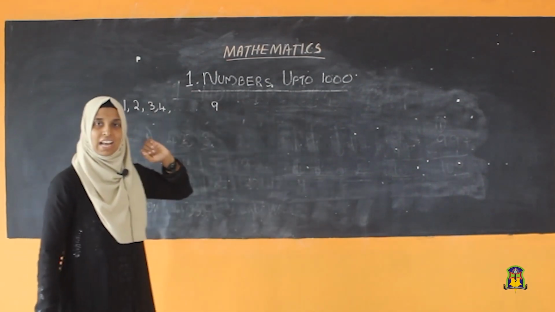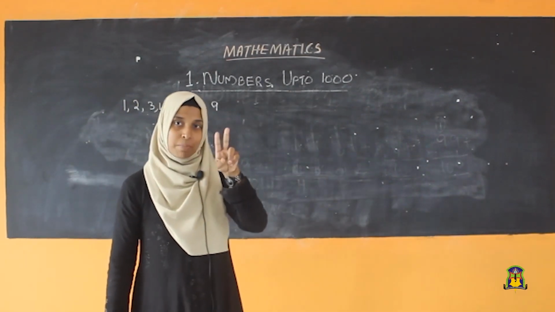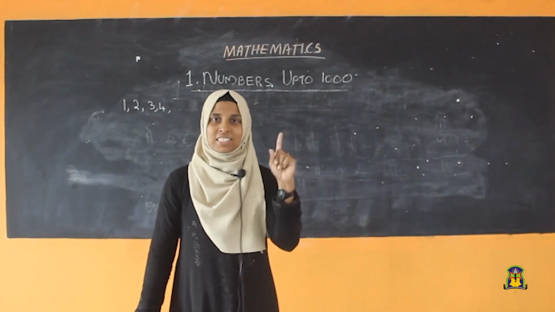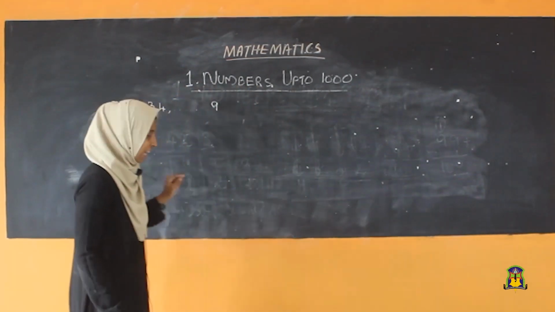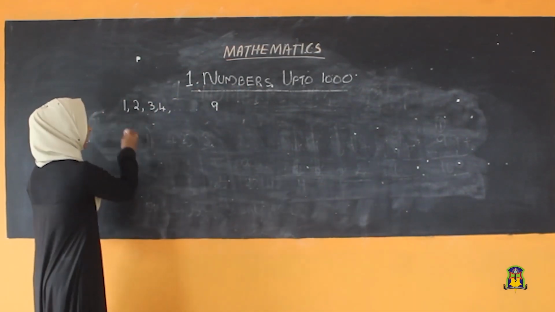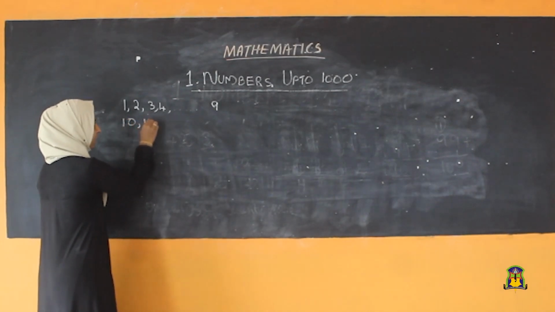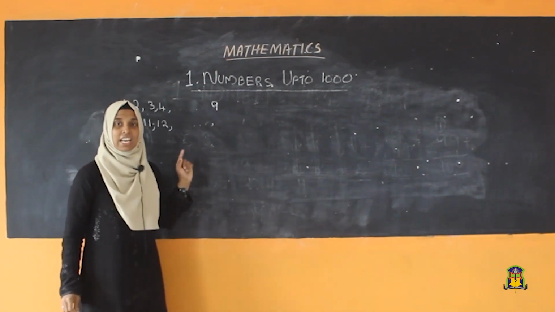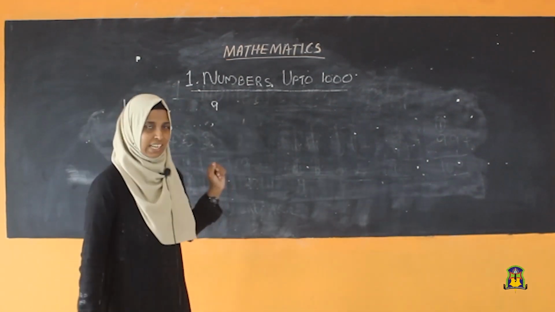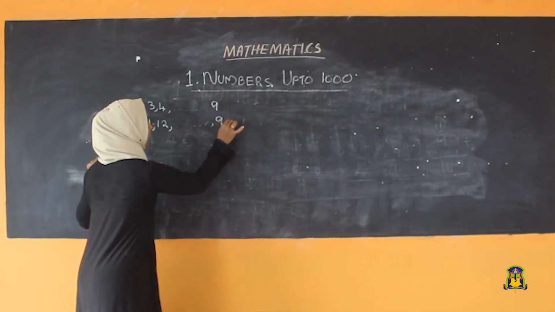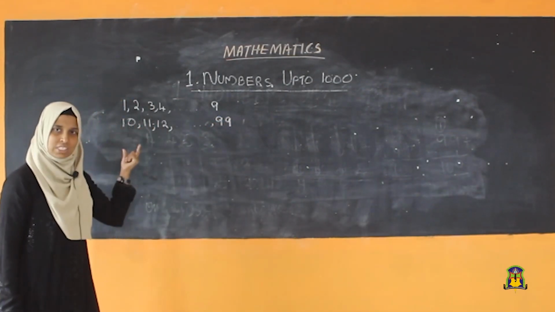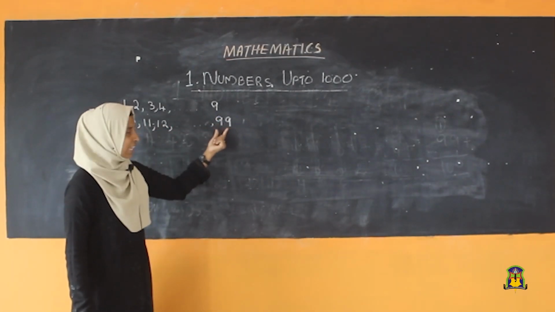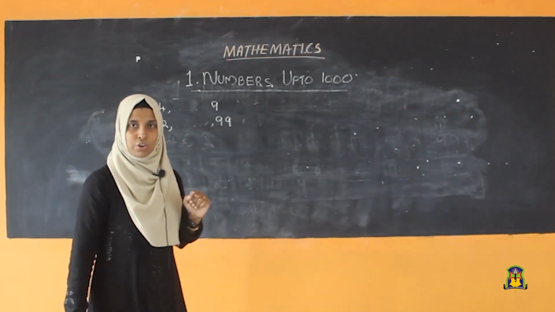Yes, okay children. Then which are the two digit numbers? When we add 1 to the greatest one digit number, we get 10. Starting from 10 we get two digit numbers: 10, 11, 12, etc. up to which is the greatest two digit number? 99. Yes. The smallest two digit number is 10 and the greatest two digit number is 99. Okay, you all know that.